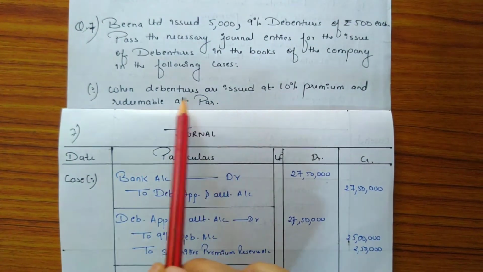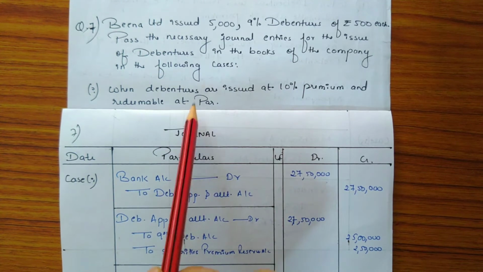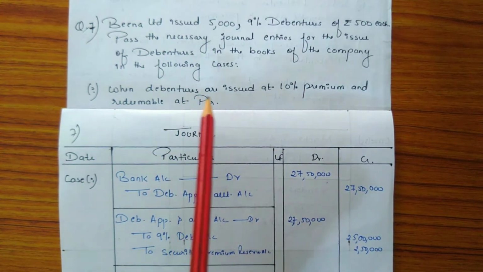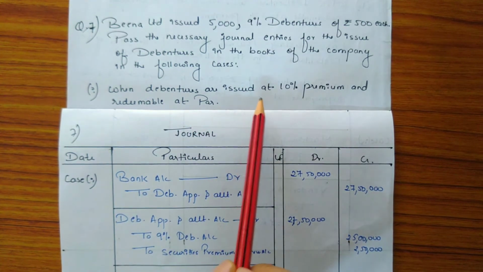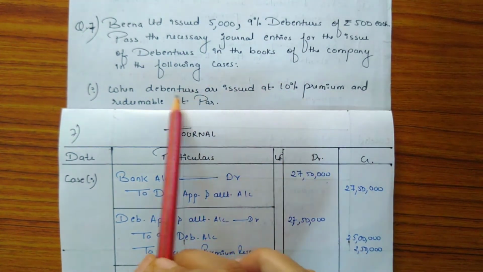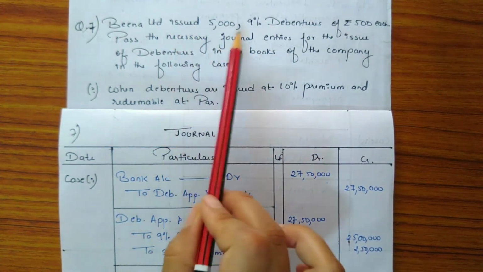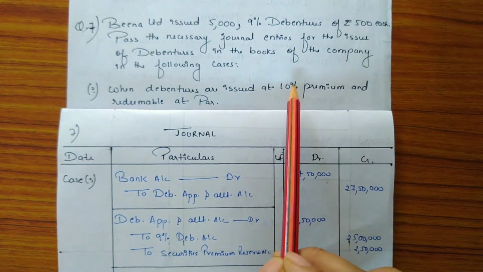So according to the first case, where the debentures are issued at premium and redeemable at par. As we know, when the debentures are redeemed at par, we do not pass any entry related to the redemption of debentures. Here only the entry for issue of debentures is passed. So the issued debenture is 5,000 and the issued price is 500.